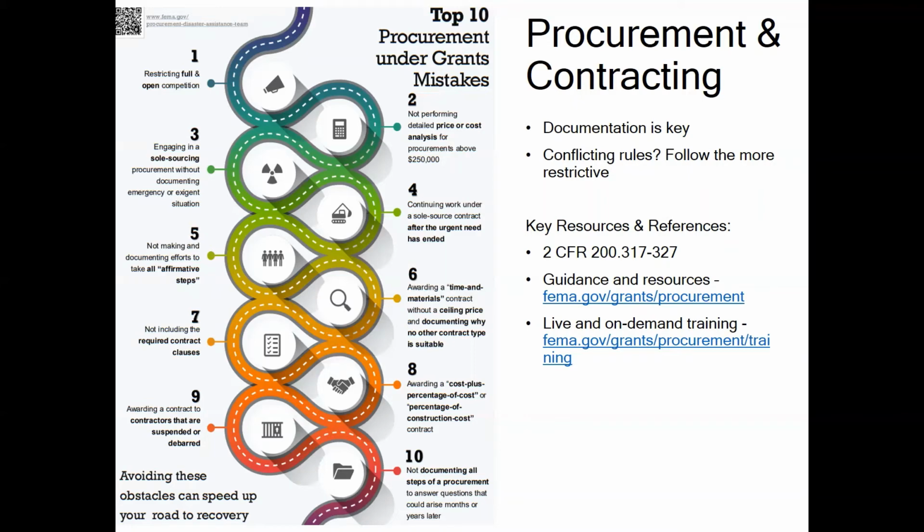Non-state applicants, tribal and local governments, and PNPs must use their own written procurement procedures that reflect applicable state, tribal, and local governmental laws and regulations, provided that the procurements conform to applicable federal law and standards. The federal procurement requirements are outlined in 2 CFR Part 200.317 through 200.327. Additional resources, guidance, and training can be found on FEMA's website. If you have a conflict between the rules, the general guidance is to follow the more restrictive rule.